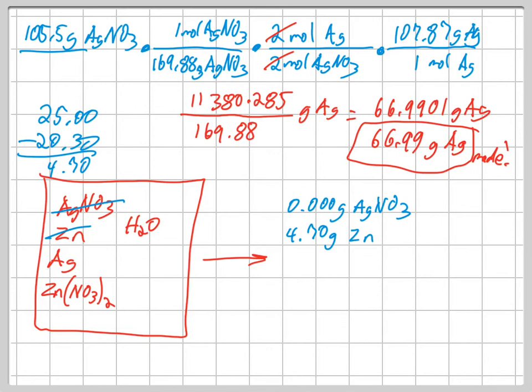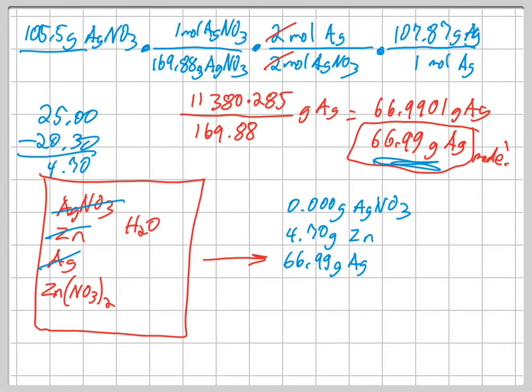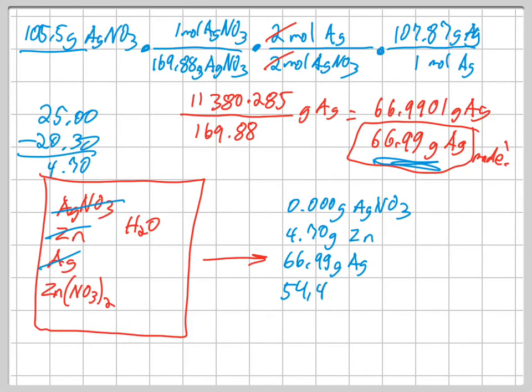How much silver? Well, we just calculated the silver, 66.99 grams of silver. You'll see that right here. That was this calculation. So silver we've got. Then we've got zinc nitrate. Let's go back to the zinc nitrate one. Here's 54.46 grams of zinc nitrate. Oh, how much was that? 54.46. Oh, short-term memory. Grams zinc nitrate.